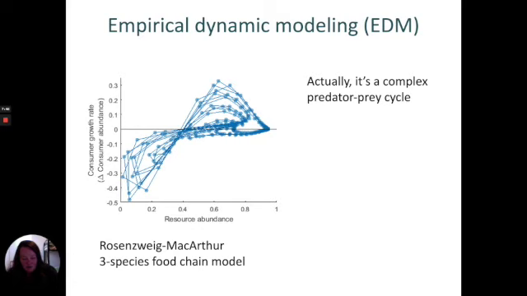You can see that through time, these lines are representing time, and you get this kind of figure 8 or butterfly shape. These are actually the dynamics you get from this deterministic food chain model.